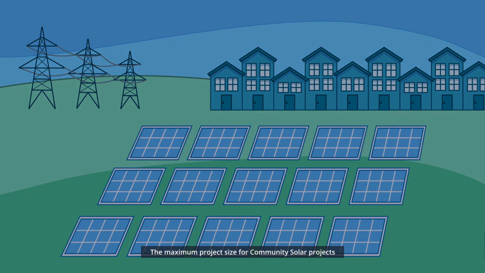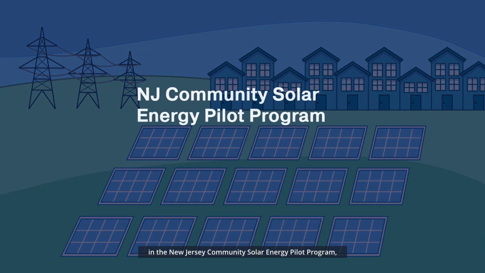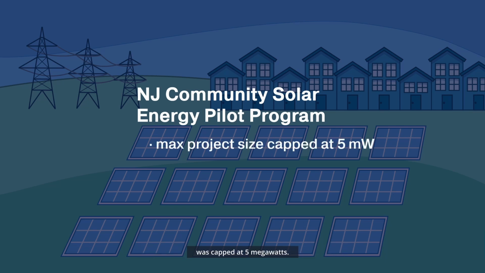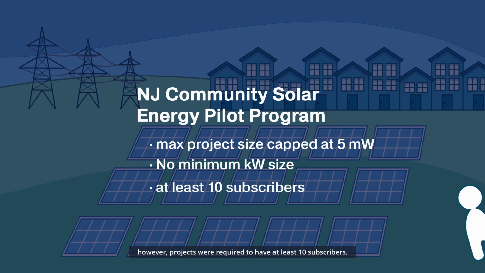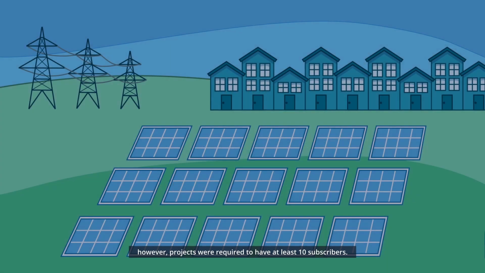The maximum project size for community solar projects in the New Jersey Community Solar Energy Pilot Program was capped at 5 megawatts. The pilot program had no minimum kW size requirements. However, projects were required to have at least 10 subscribers.